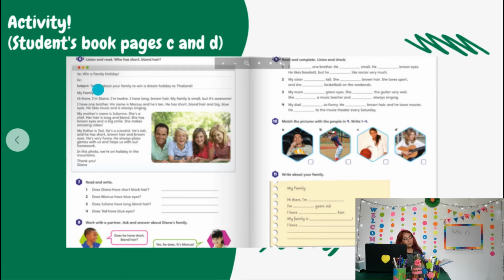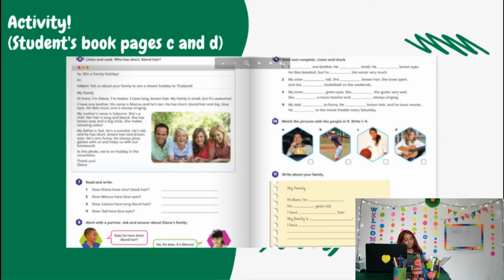My family. Hi there. I'm Diana. I'm 12. I have long brown hair. My family is small, but it's awesome. I have 1 brother. His name is Marcus, and he's 10. He has short blonde hair and big blue eyes.